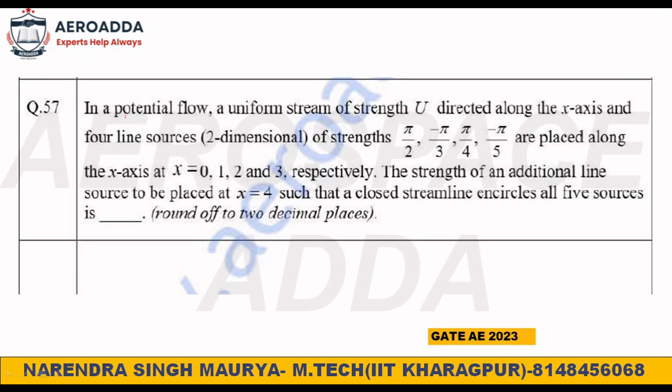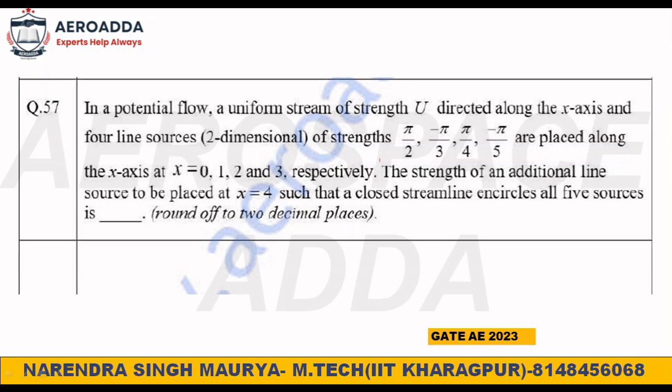This is another problem. It is given again, 57 number, so it is for 2 marks, right? In a potential flow, a uniform stream of strength U directed along the x-axis and 4 line sources. Very good, 2-dimensional, 4 line sources. It means they have given source flow, but not one source flow. 4 number of source flows they have given, and they said it is 4 line sources.